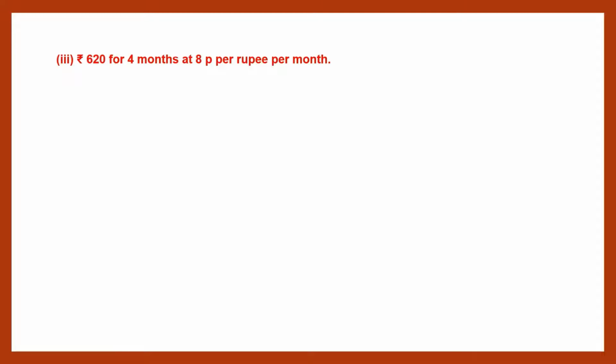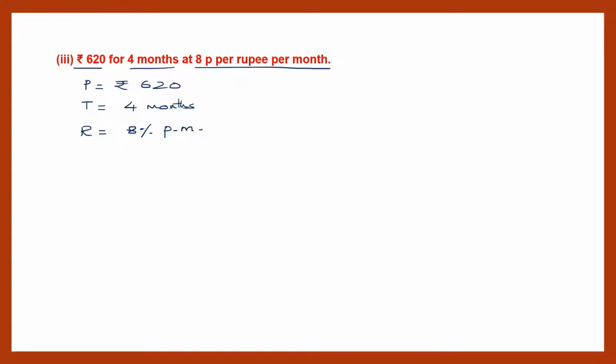Question 3. So let's see what we've been given. We've been given the principal here. So let's write that down. Principal is rupees 620. Now we have 4 months, and that will be the time. Time is 4 months. And then we have been said at 8 paise per rupee per month. That means we're talking about the rate of interest. So 8 paise per rupee per month means 8% per month. It's not per annum. So this time it becomes per month.